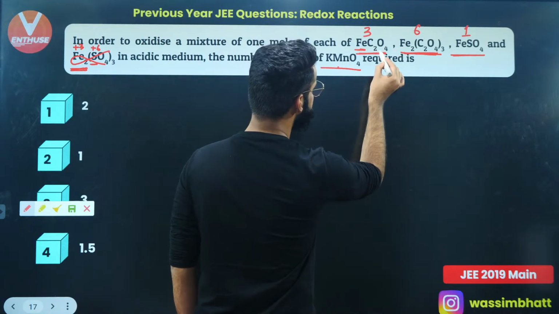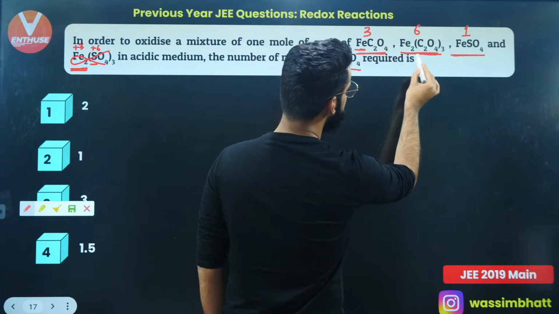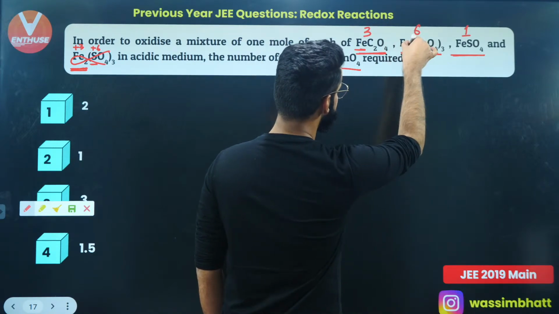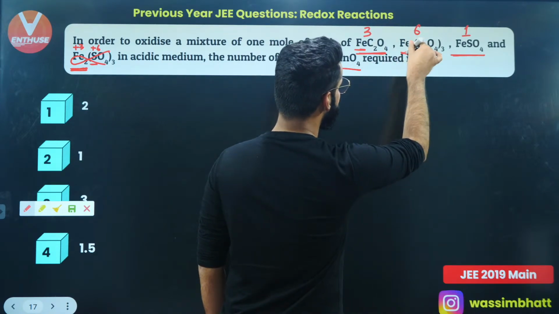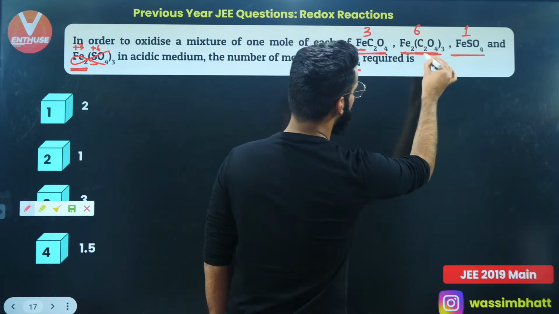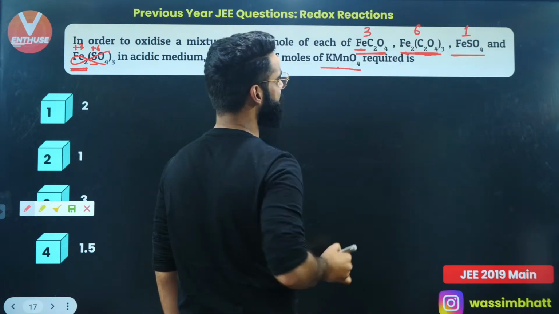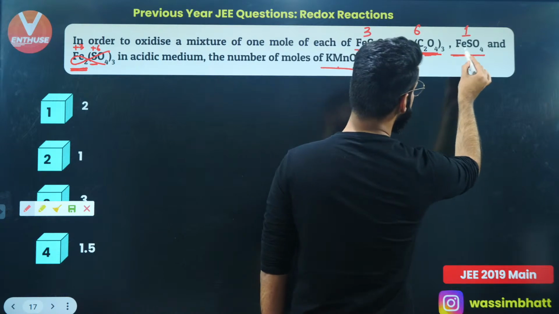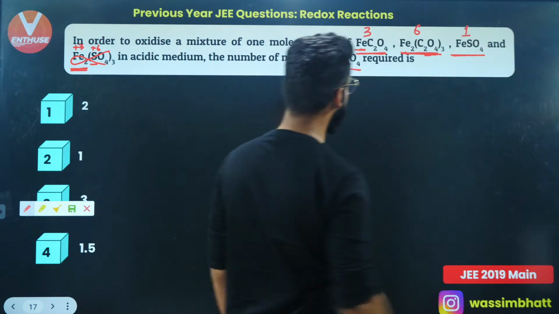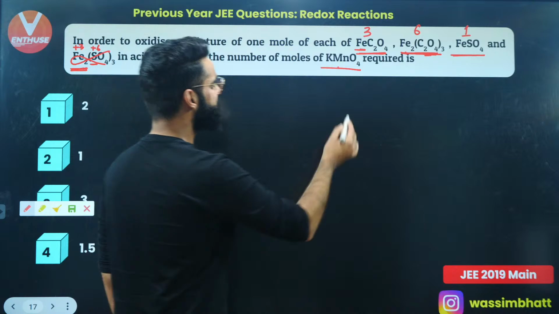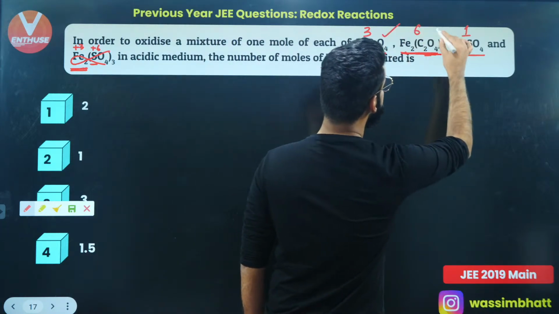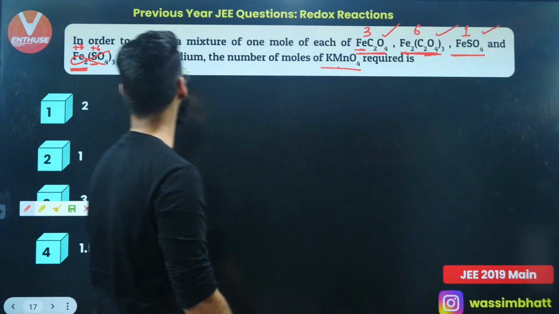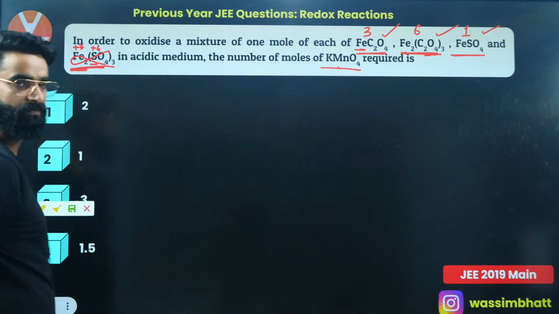At the same time, it converts oxalate into carbon dioxide. Over here, iron is already in +3 oxidation state. So KMnO4 has nothing to do with Fe3+. It will convert oxalate into carbon dioxide. Similarly, over here, there is Fe2+. It will convert Fe2+ into Fe3+. So this KMnO4 is only going to react with this one, and this one. It is not going to react with this one.